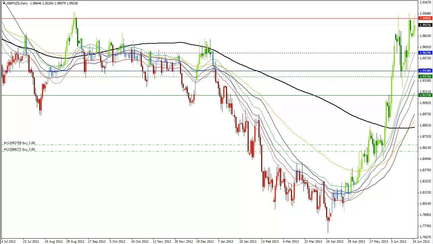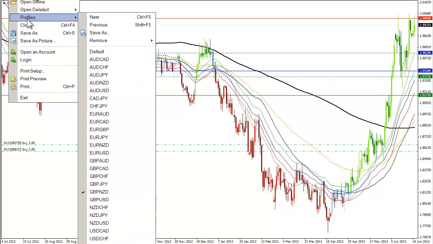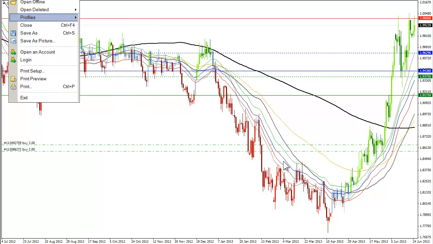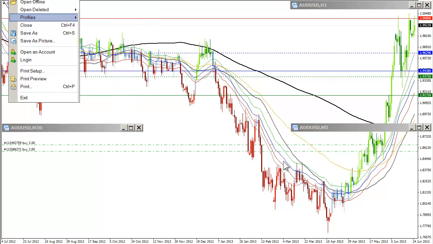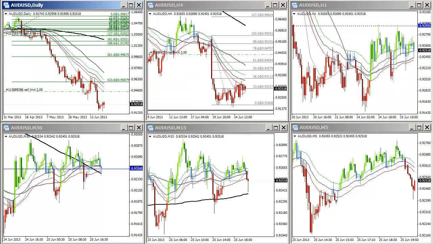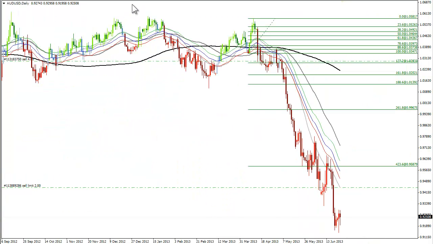Take a look at what's happening on the pound Kiwi right here. Take a look at what's been happening on the Aussie US dollar. These are markets that have trends. They have direction on the daily. Why the daily, by the way?